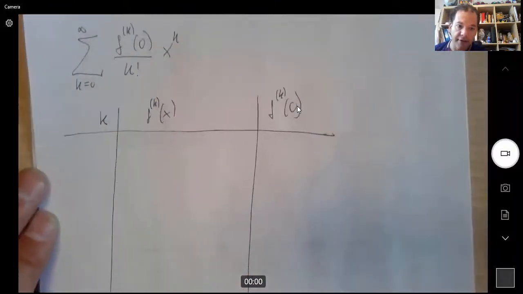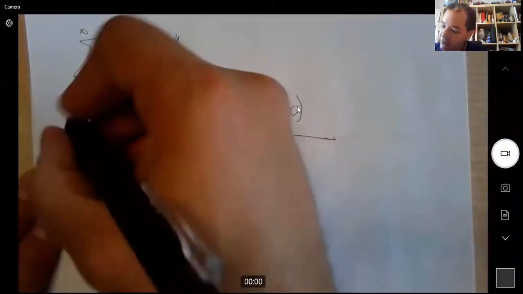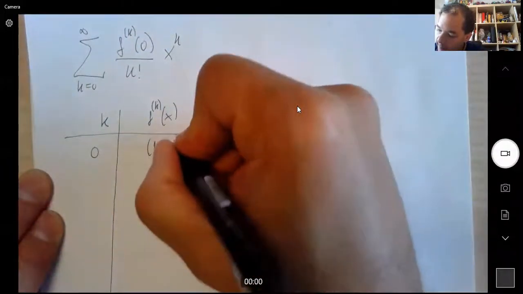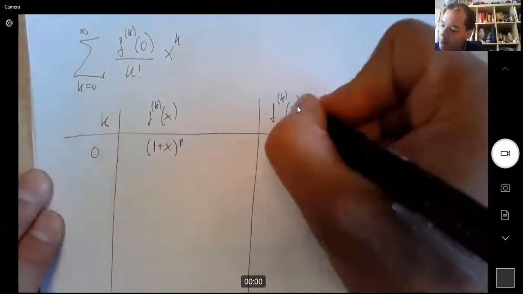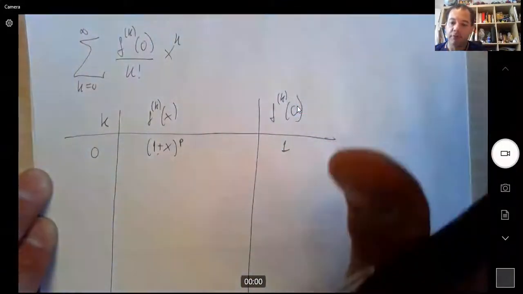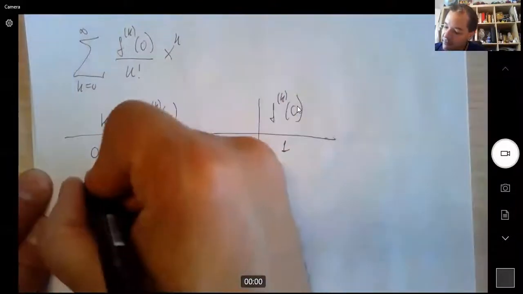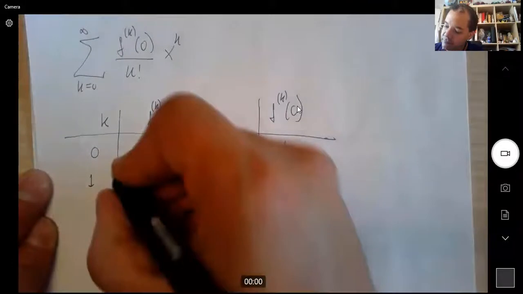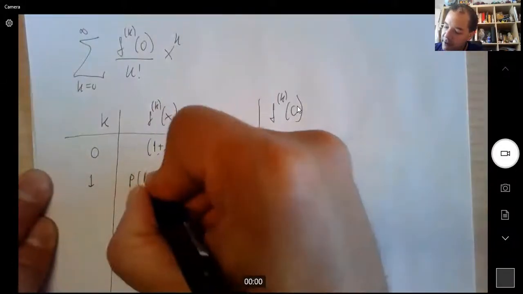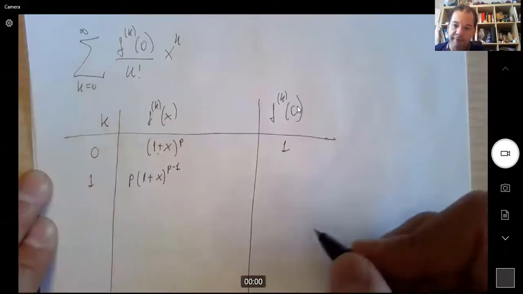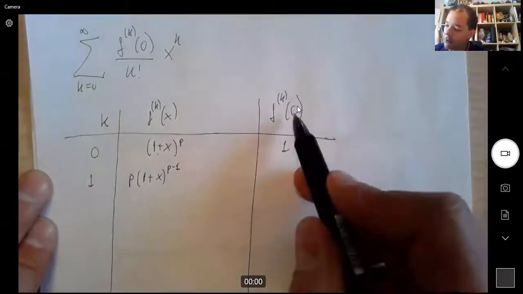All right, let's do it. So starting with 0, the original function is just (1 + x)^p, and when we plug in 0 we get 1. So far so good, no problem. First derivative, well, here's the thing: the p comes down, and then it's (1 + x), and you subtract 1 from the exponent, correct? And what happens when you plug in 0?